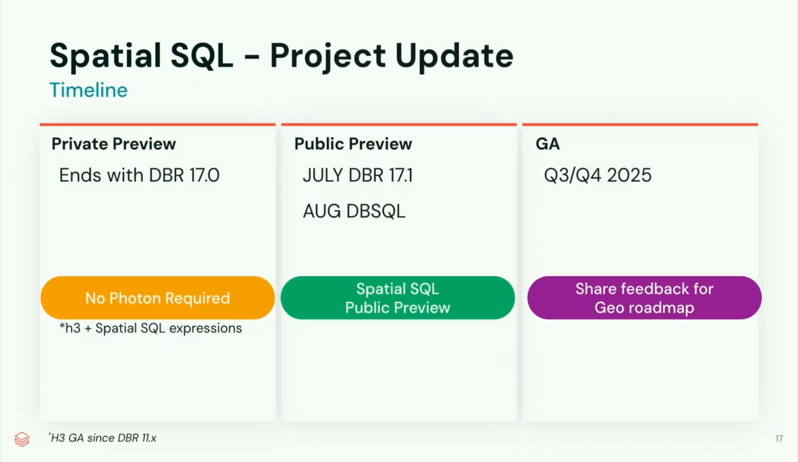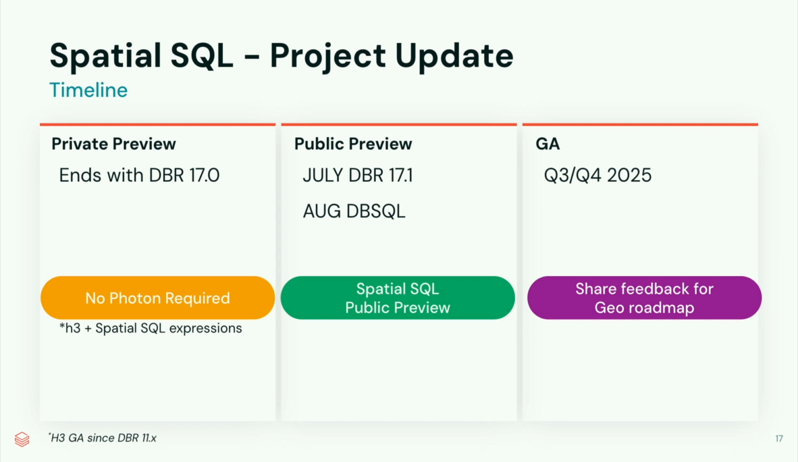So just to wrap up the timeline, which I imagine most folks want to know about, the Spatial SQL private preview is now over. There's no more enrollment into this preview, and we're planning to go public preview with the very next release. So for Databricks Runtime 17.1, that's in July. And for DBSQL, just given our rollout schedule, that would fully roll out by the middle of August at this point.